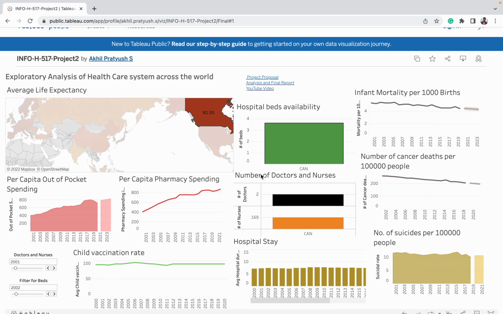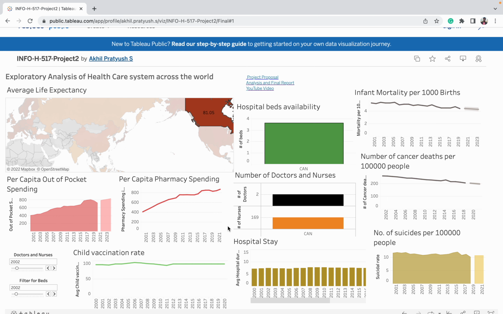And coming to the next one, this histogram depicts the data about the number of doctors and nurses. The black one here represents the number of doctors present in Canada. When you hover on it, you can see the figures here. Similarly, we can see the number of nurses available in Canada. For Canada it is 169.4 per 1,000 people. And we also have a filter here for doctors and nurses. If you click on that button, it's going to give you data about 2002 or whatever year you want to see.